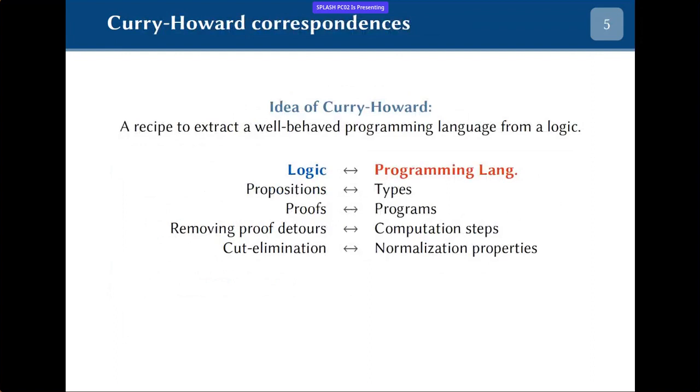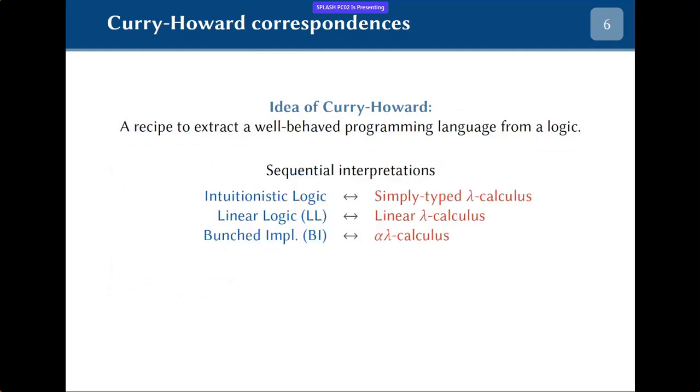Now, what does it mean to generate a type system and a programming language from a logic? The idea of Curry-Howard correspondences is that you can draw a parallel between propositions in the logic and types in a programming language, proofs in the logic and programs in the programming language, such that the proof theoretic properties of the logic translate to behavioral properties of your programming language. And this has generated a lot of nice results.